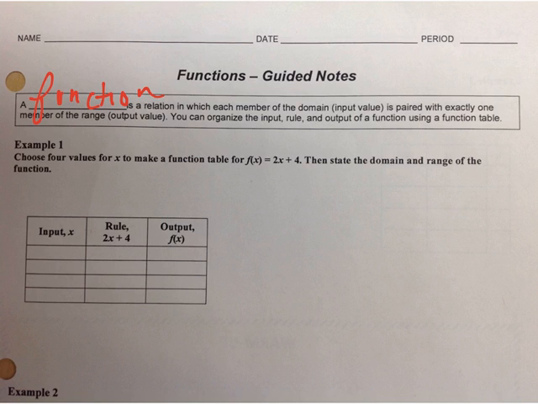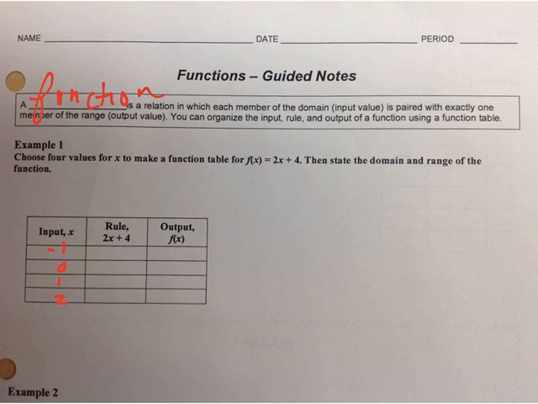Example 1 says choose 4 values for x to make the function table for f of x equals 2x plus 4. Then state the domain and range of the function. So when we fill in our input, since it says that we can choose any 4 values, I am going to choose -1, 0, 1, and 2. And the reason I'm going to choose -1 is because if we graph it, we want to make sure we have something in multiple quadrants on our coordinate plane.